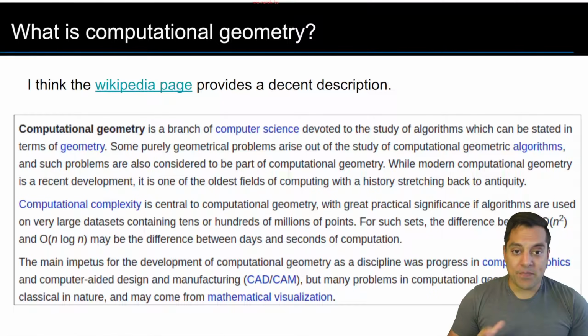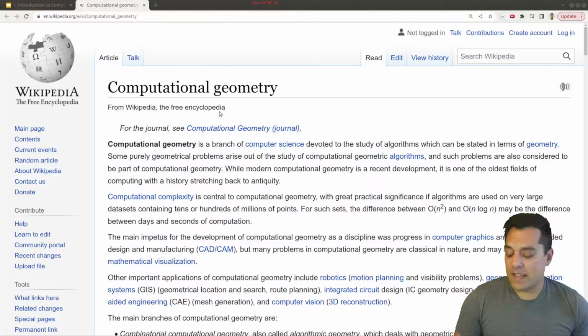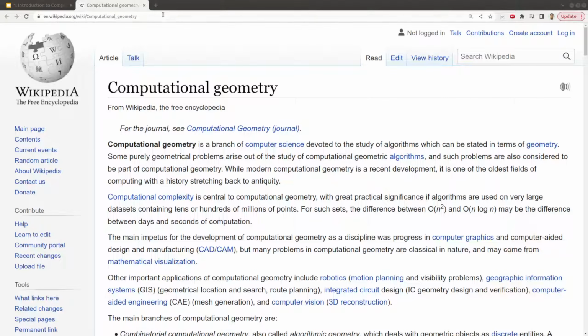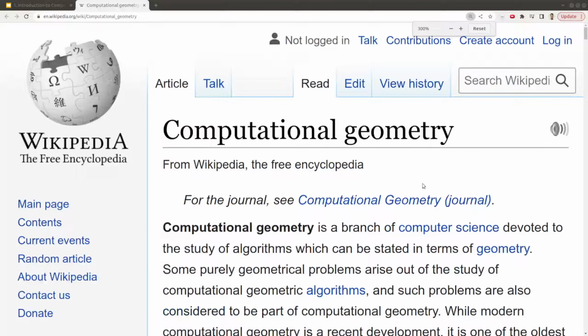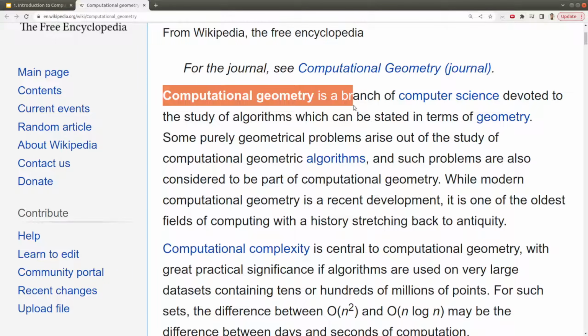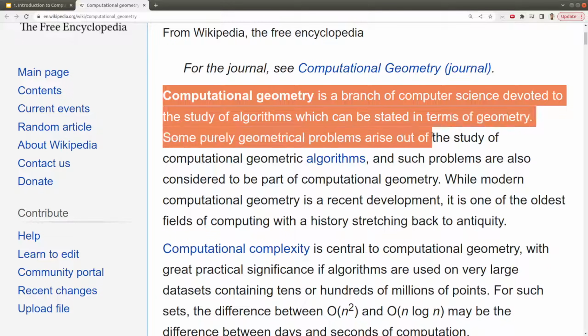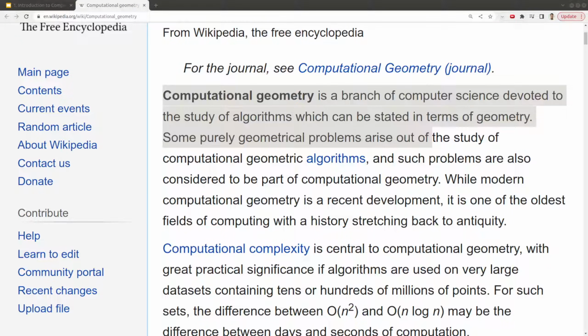All right, so with that said, let's go ahead and talk about some geometry and what it means here. A place where you can start to think about computational geometry is actually the Wikipedia page. Feel free to explore the page, and I think it gives a pretty good high-level definition. I'm just going to zoom in a little bit so you can see that it's the branch of computer science that has to deal with studying algorithms in terms of geometry. So I hope this wouldn't come up as too surprising.